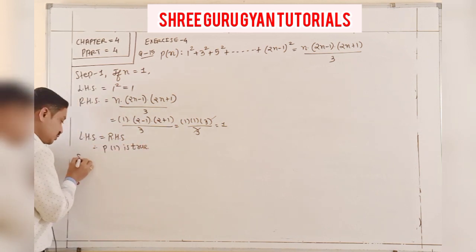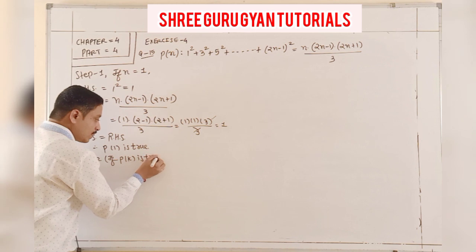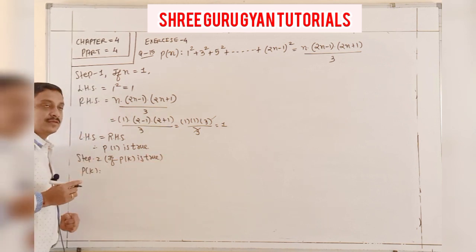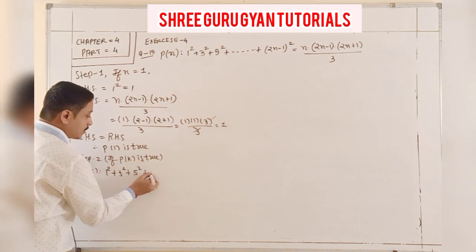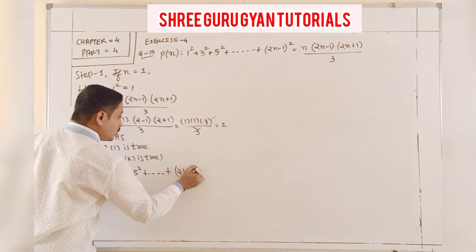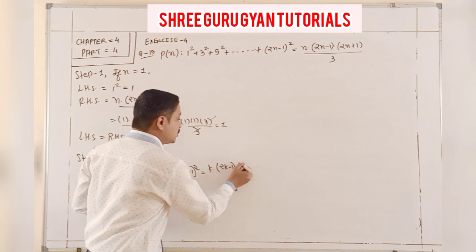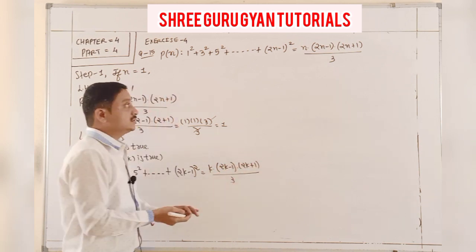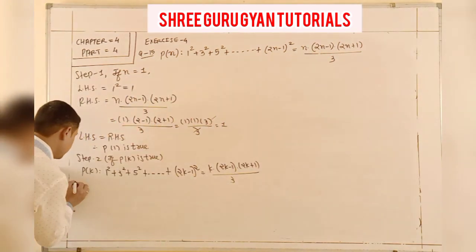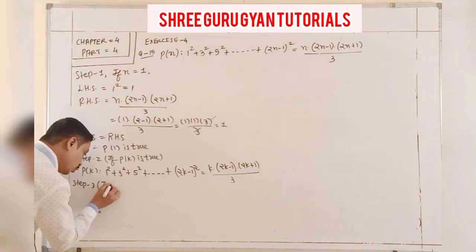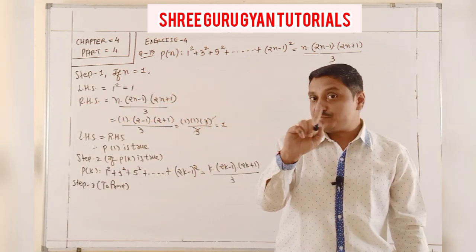So now I am going to step 2. If Pk is true, so what is P of k? Overall equation, again I write down: 1 square plus 3 square plus 5 square up to (2k minus 1) whole square is equal to k times (2k minus 1) times (2k plus 1) by 3. Only here I change n to k. Then step 3, which is to prove. Students, it is necessary to write down this type of sums. It is a theoretical numerical, not an MCQ.